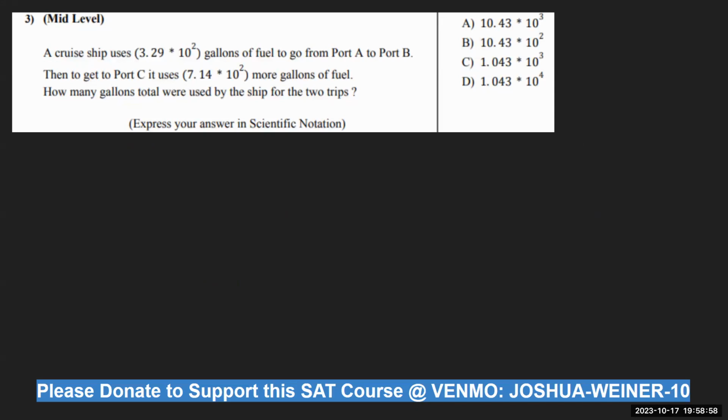All right, question number 3, we're going to mid-level. And this question reads, a cruise ship uses 3.29 times 10 squared gallons of fuel to go from port A to port B. Then the cruise ship travels from port B to port C and uses 7.14 more gallons of fuel.